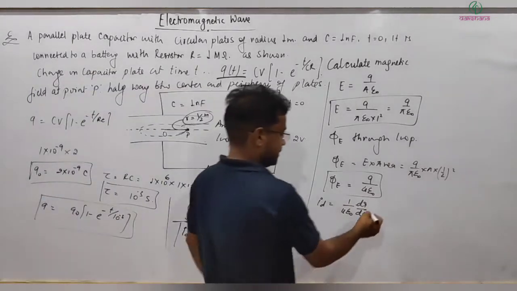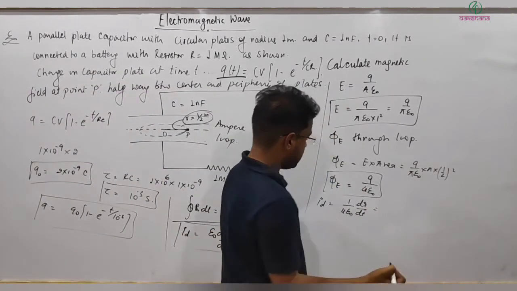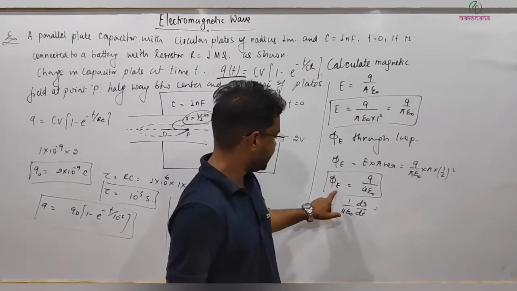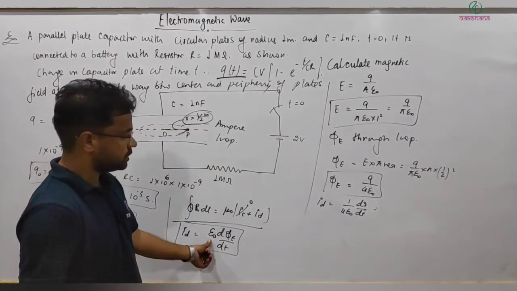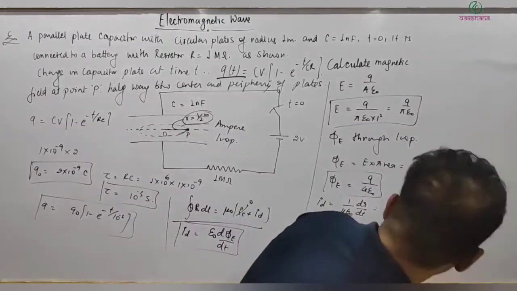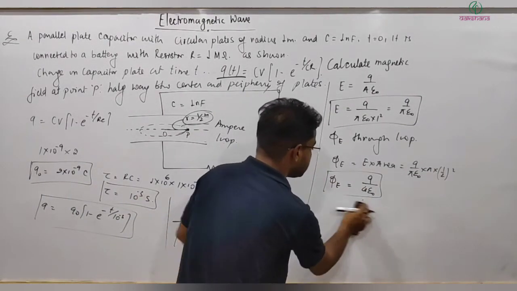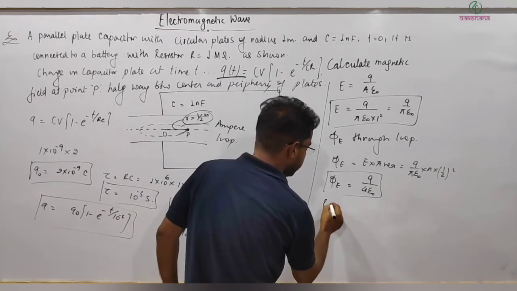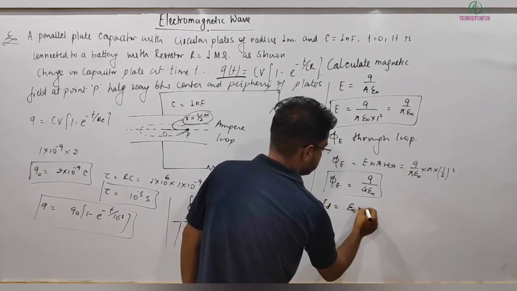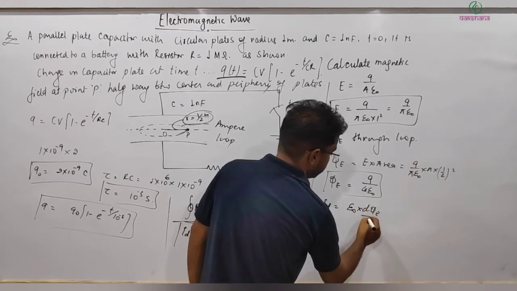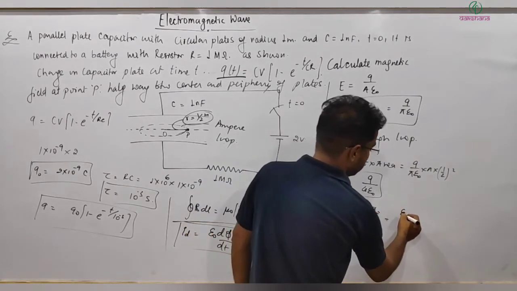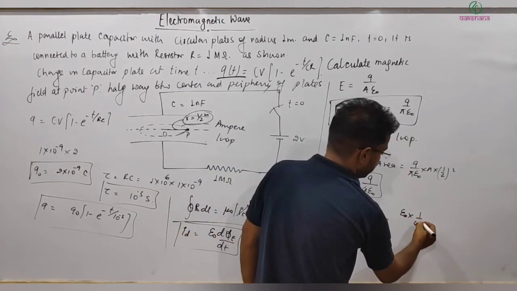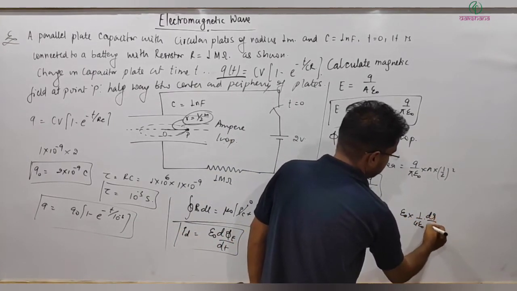Just a small mistake here: we got phi E as this, and ID is equal to epsilon naught times d phi E by dt. This is epsilon naught times the differentiation of phi E, which is 1 by 4 epsilon naught into dq by dt.